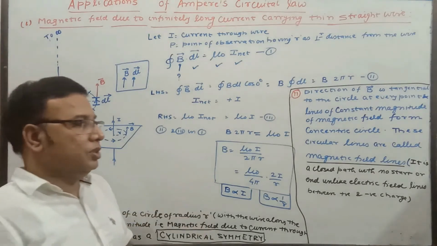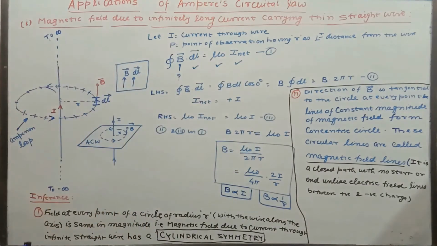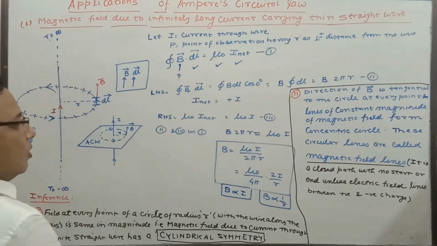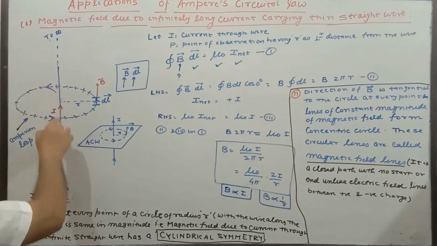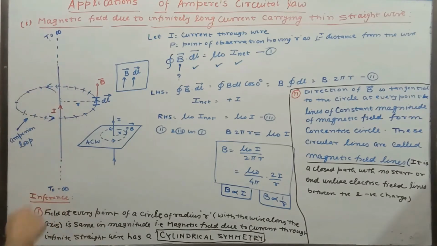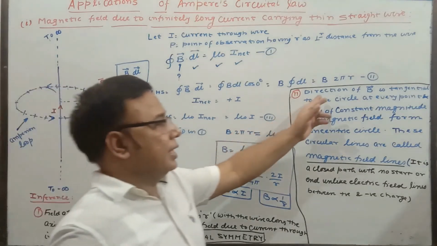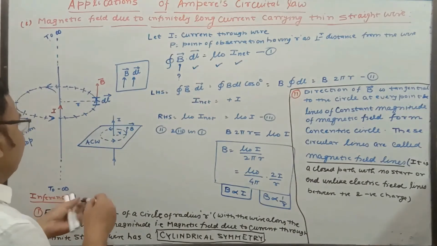The second point is going to give us the direction of magnetic field lines. What we see is that at equal distance, the magnitude of magnetic field remains the same, and the direction of field is tangential. And if we join the points of constant magnitude of magnetic field, it is going to give a circle. So lines of constant magnitude of magnetic field form concentric circles whose center lies on this wire. These circular lines are called magnetic field lines. Direction of B is tangential to the circle at every point. That is quite clear. At each and every point, the direction of field will be tangential.